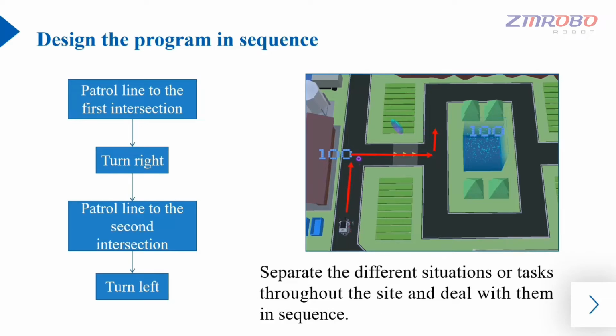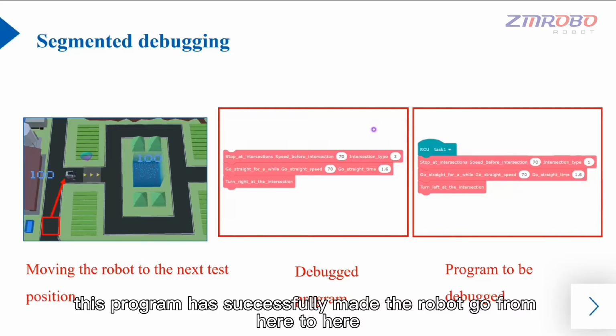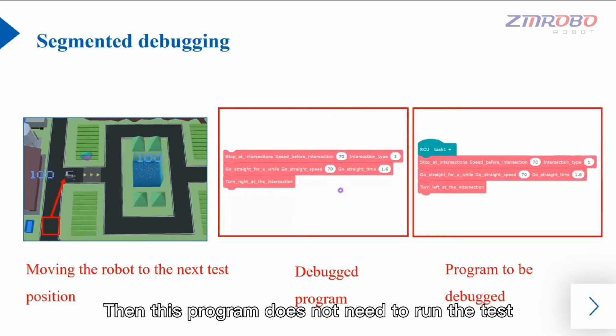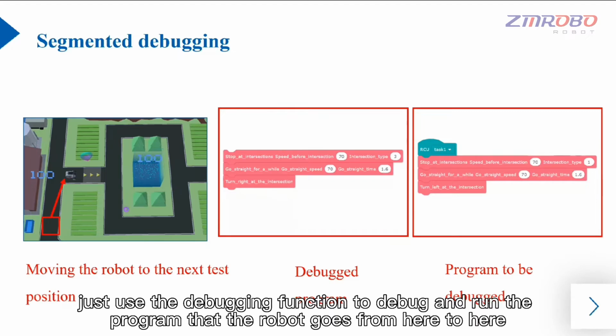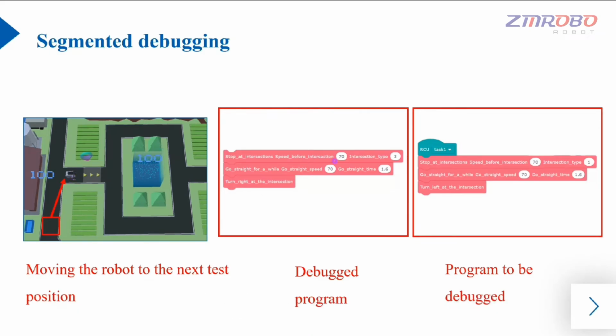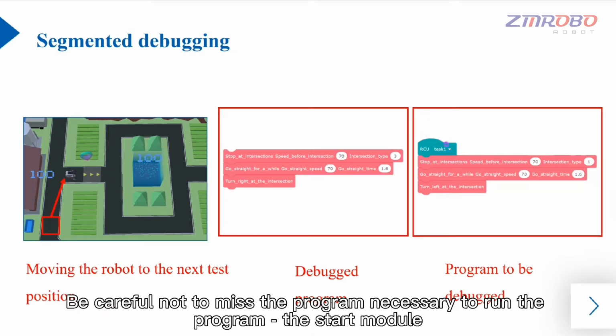In the process of designing the program, it is necessary to use the method of segmented debugging. For example, this program has successfully made the robot go from here to here. Then this program does not need to run the test. Just use the debugging function to debug and run the program that the robot goes from here to here, that is, this program. Be careful not to miss the module necessary to run the program, the start module.